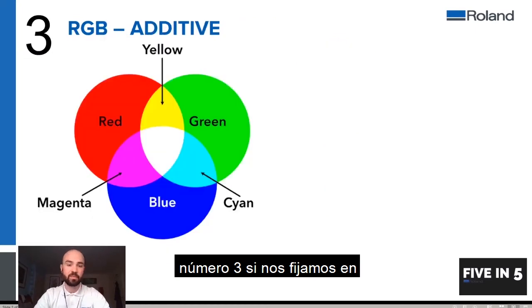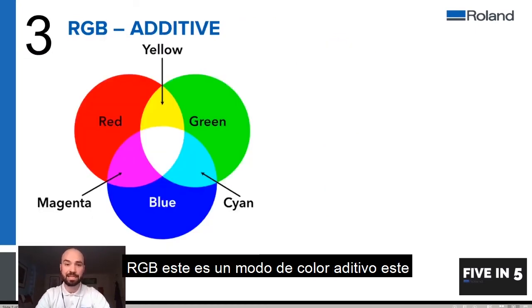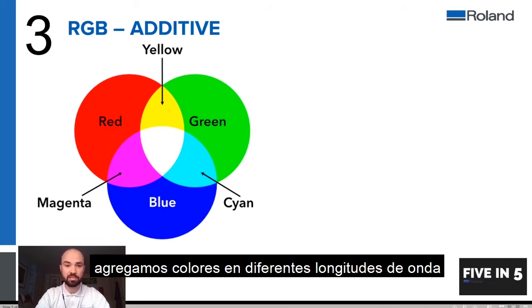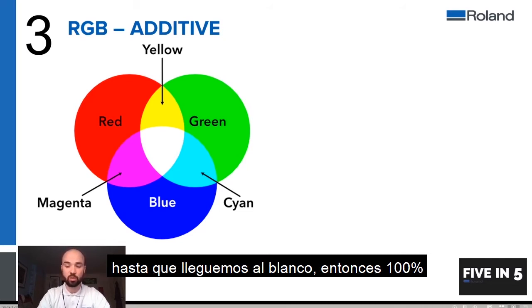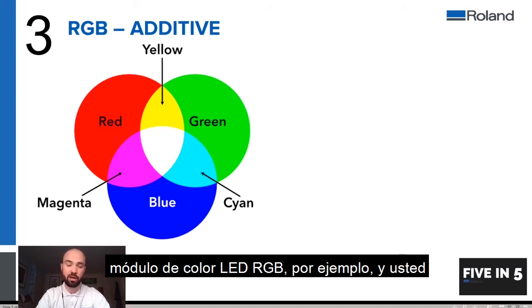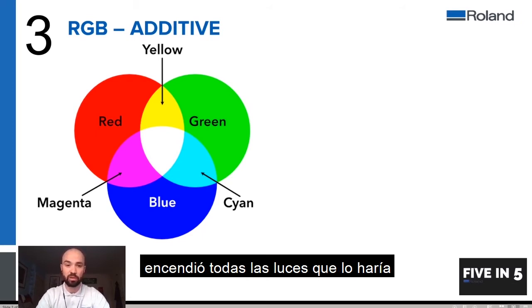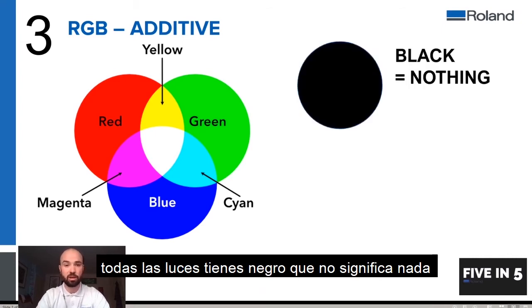Number 3. If we look at RGB, this is an additive colour mode. This means that we start with black and then we add colours in varying wavelengths until we reach white. So 100% red, green and blue gives us white. If you had an RGB LED colour module, for example, and you turned on all of the lights, you would get a white light. And if you turn off all the lights, you have black, which means nothing.